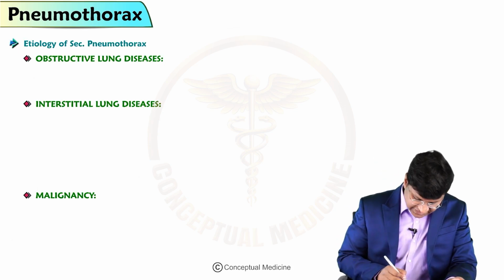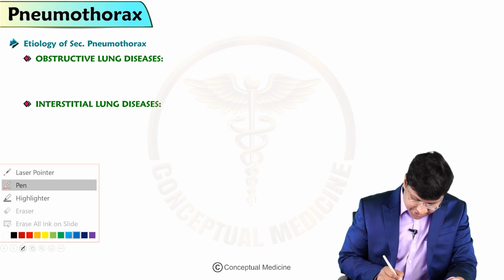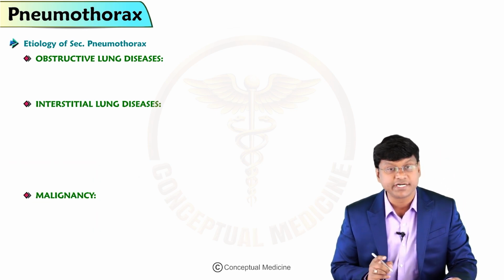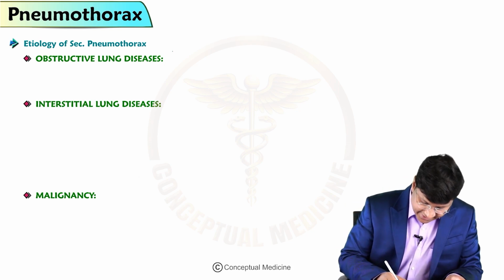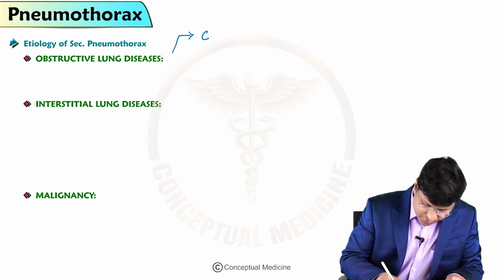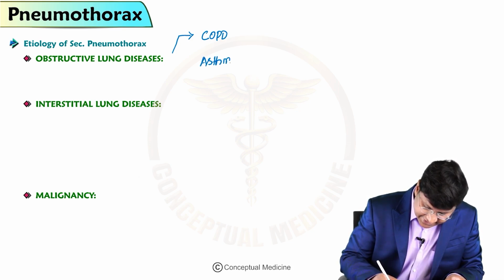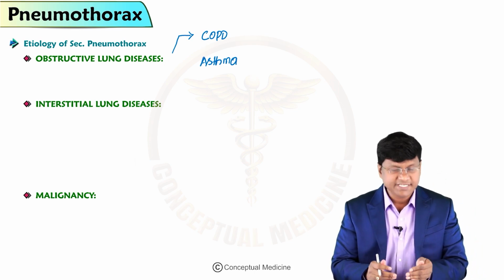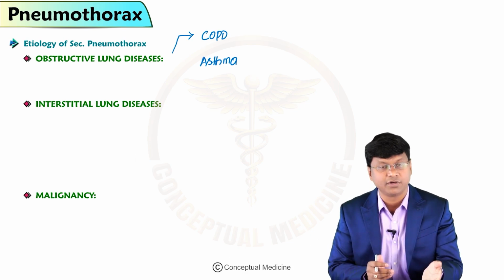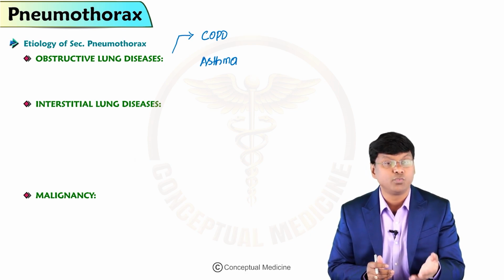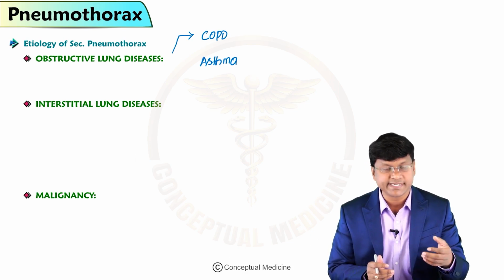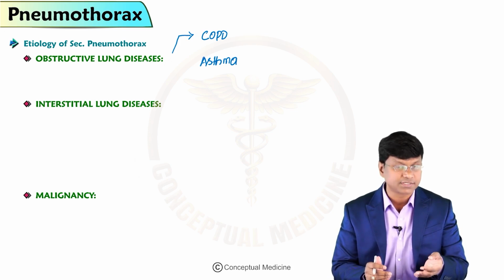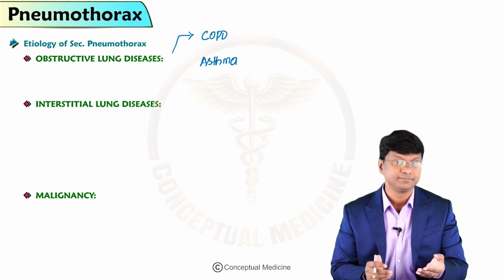Okay. So these important etiologies include, number 1, the obstructive lung diseases. These obstructive lung diseases include COPD as well as asthma. You have to understand that if COPD or asthma patients progress to the development of pneumothorax, what type of pneumothorax? We call it secondary spontaneous pneumothorax, because there is an underlying lung disease there.